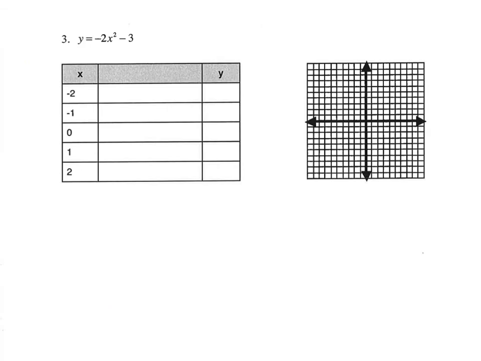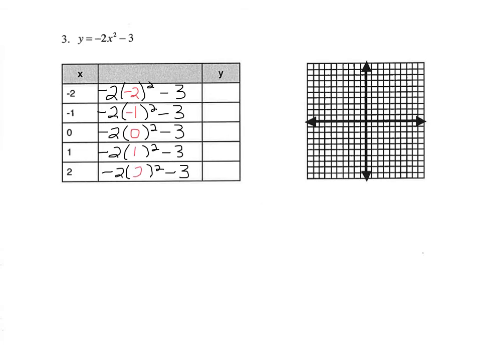Let's take a look at this last graphing one together. And what we're going to do is exactly the same thing we did on the other ones. I want to write in the middle the work that we're going to be doing. And so we're going to have -2 times something squared minus 3. So let's fill this in each one of these boxes. The numbers that I'm going to plug in are those numbers in the x column. -2, -1, 0, 1, and 2.